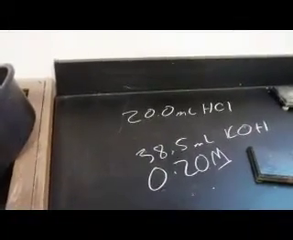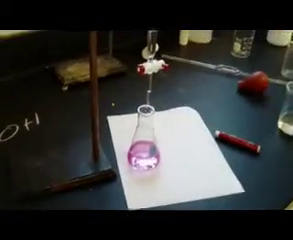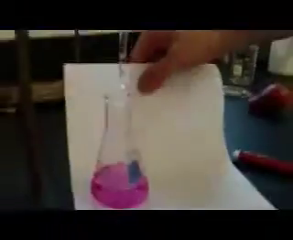Now, let me just overshoot this real quick. What you don't want is dark pink like that. Okay, if you get dark pink like that, you've added way too much and you've overshot and you're going to have to start over. You want the faintest pink you could possibly get. Okay, so what we're going to do is we're going to take these numbers now, we're going to do a little math, and we're going to calculate the concentration of the acid that we didn't know the concentration of.